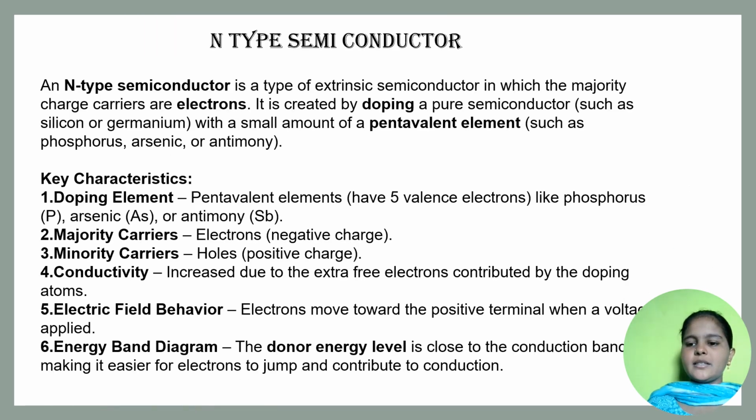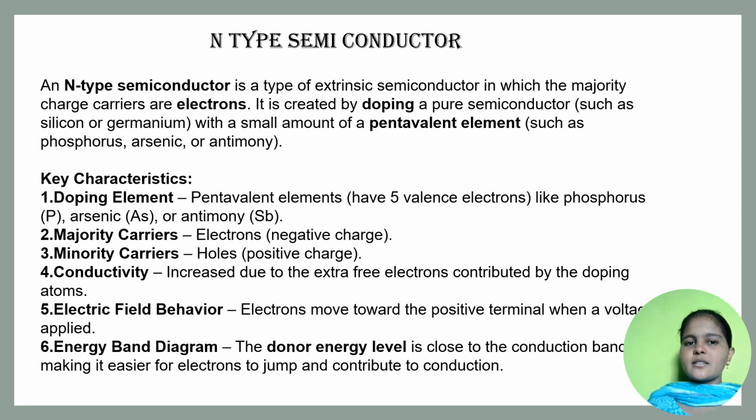In this slide, let us know about N-type semiconductor. An N-type semiconductor is a type of extrinsic semiconductor in which the majority charge carriers are electrons and the minority carriers are holes. It is created by doping a pure semiconductor such as silicon or germanium with a small amount of pentavalent elements such as arsenic, antimony, or phosphorus.